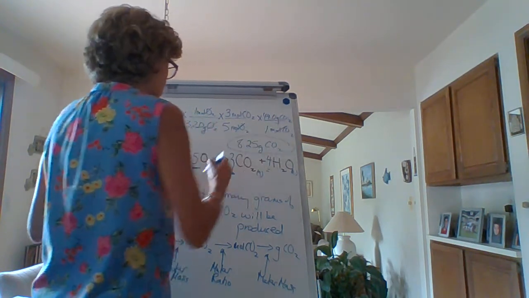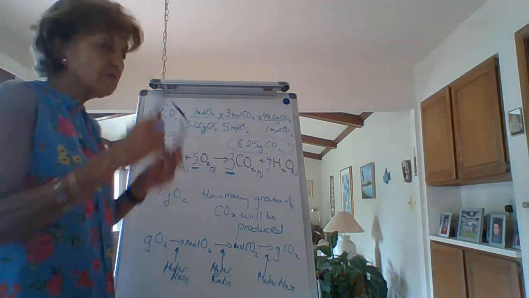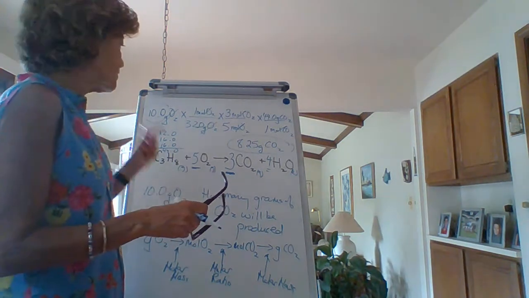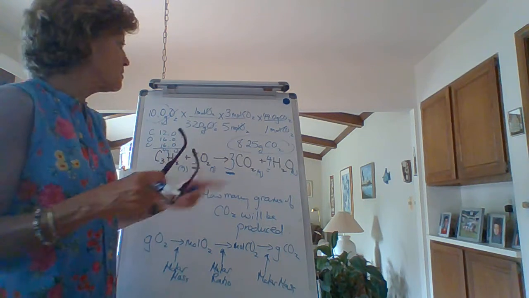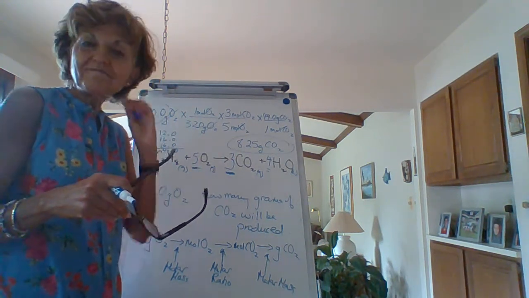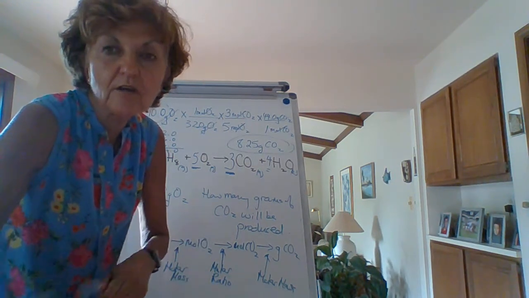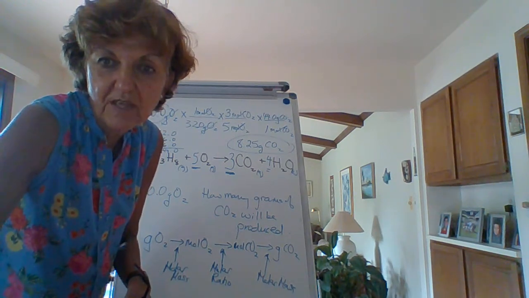So what this is telling you is that every time you use 10 grams of oxygen to burn propane, whatever amount of propane, you are always going to be producing 8.25 grams of carbon dioxide. Okay? Good. That's your first big stoichiometry problem, going from grams to grams. We'll do another one in the next video.